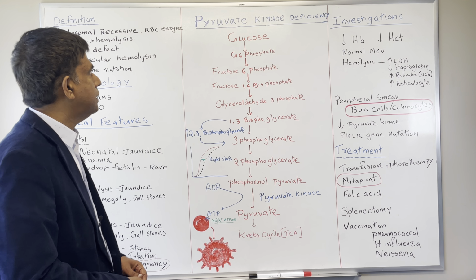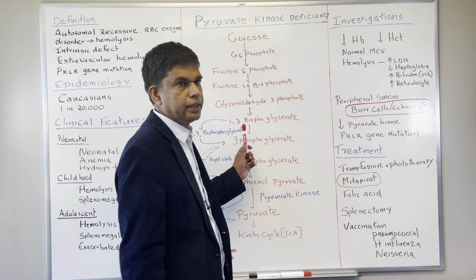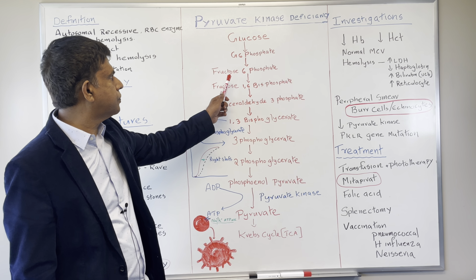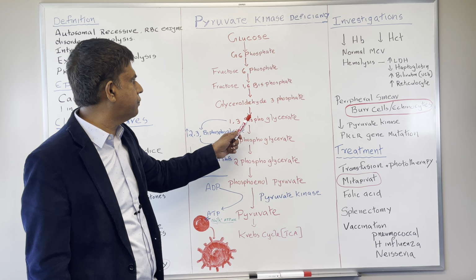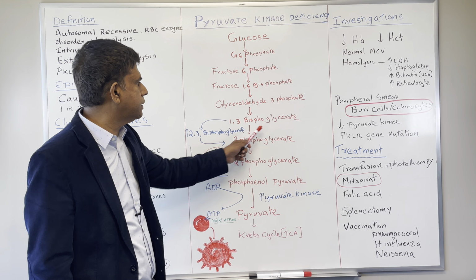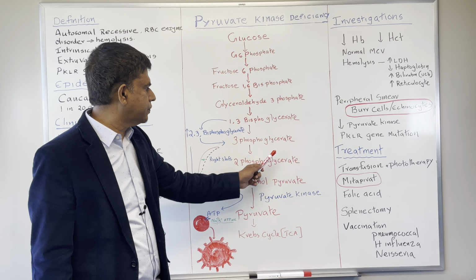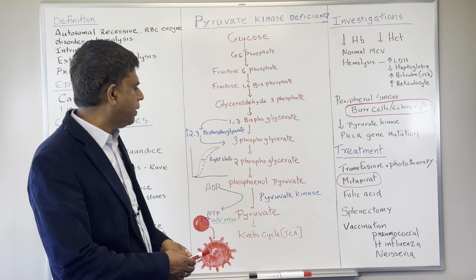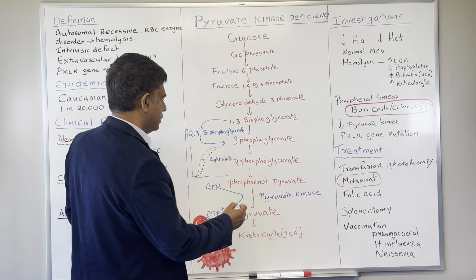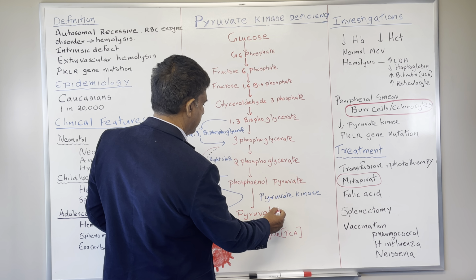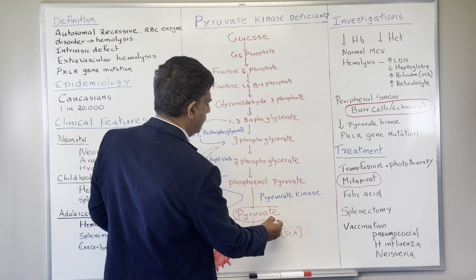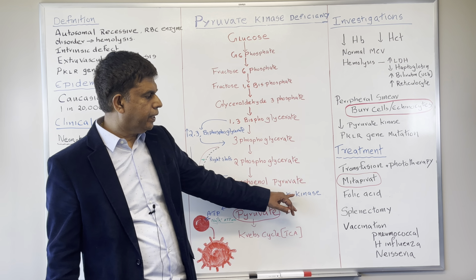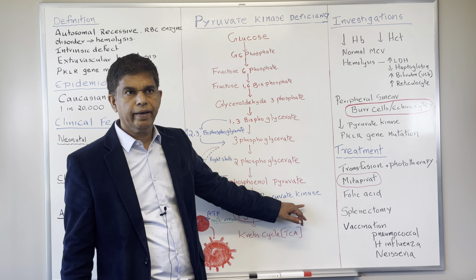Okay, the main thing is you have to know this biochemical pathway. It's very, very important. You have glucose 6-phosphate, fructose 6-phosphate, fructose 1,6-biphosphate, glyceraldehyde 3-phosphate, 1,3-biphosphoglycerate, 3-phosphoglycerate, 2-phosphoglycerate, phosphoenolpyruvate, and then pyruvate. The main thing is right here, right? Phosphoenolpyruvate to convert into pyruvate. And what do we need? Pyruvate kinase. This enzyme is the one affected, right?